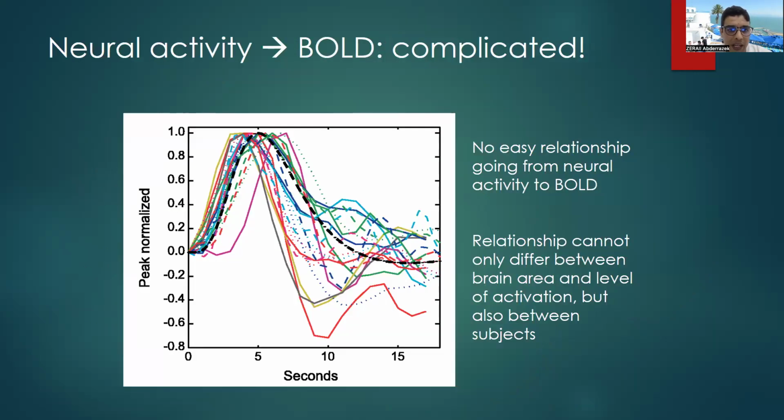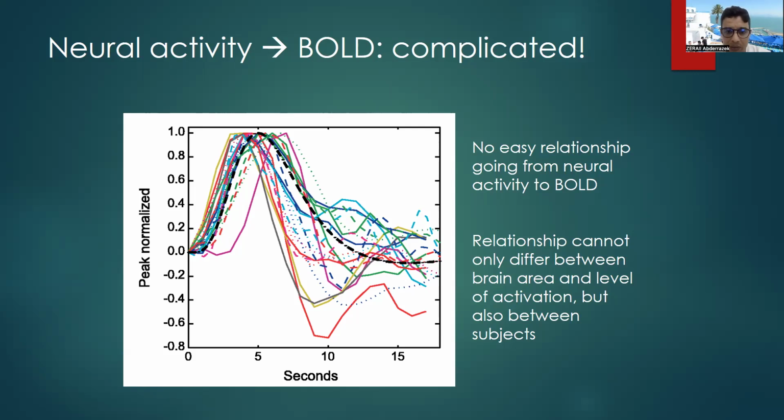Considering the neural activity, it's a little bit complicated because there is no easy relationship going from the neural activity to BOLD. The relationship can differ between brain areas, for example the cortical area, occipital, frontal or temporal lobe. It's complicated to understand what can happen inside each area.